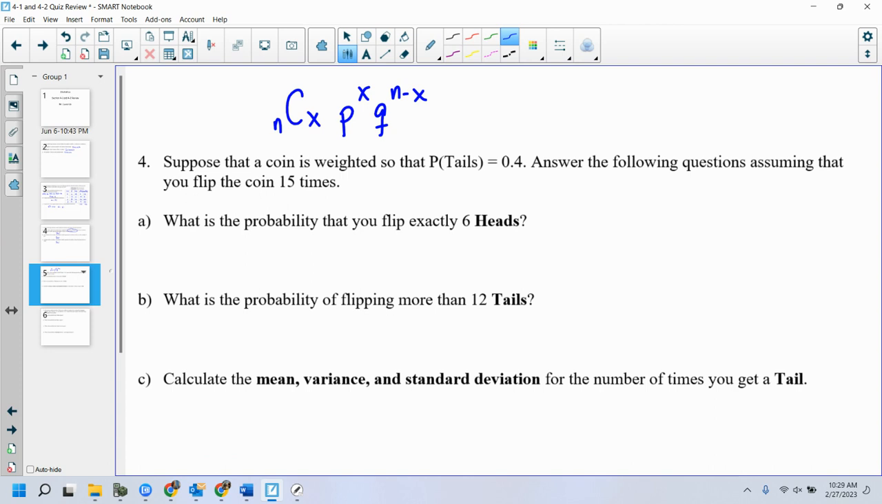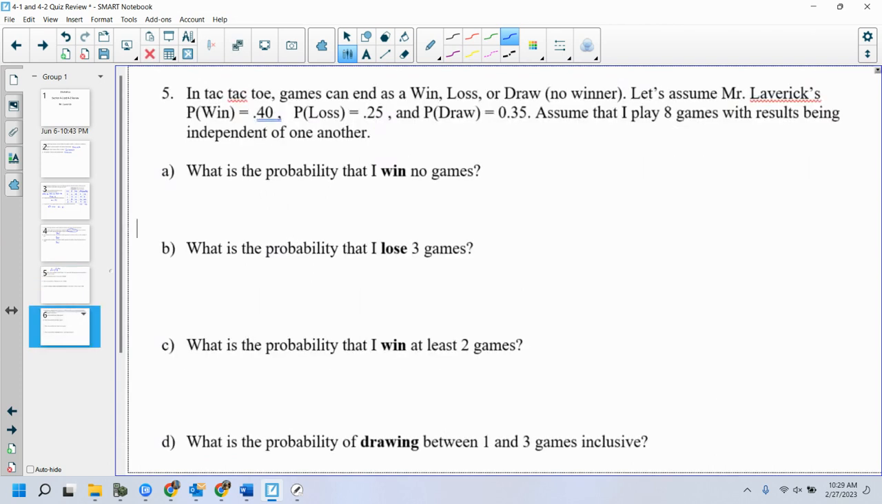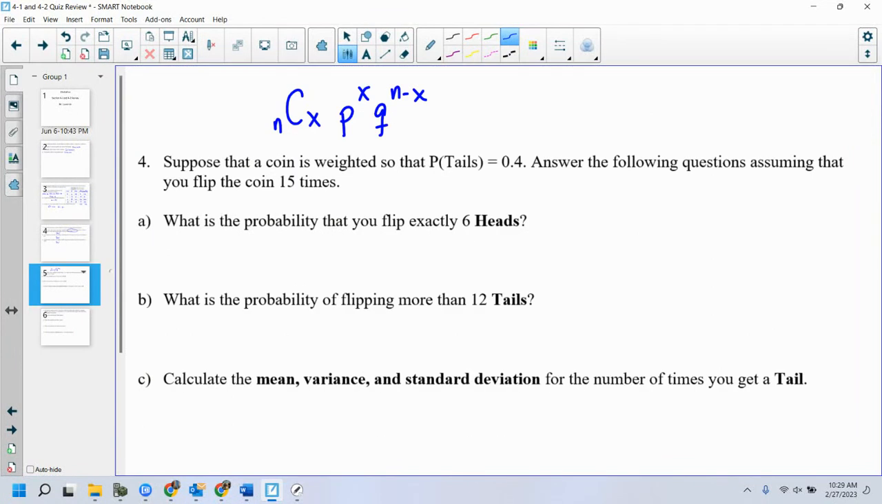Suppose that a coin is weighted so that the probability of tails is 0.4. Answer the following questions, assuming that you flip the coin 15 times. Okay, what is n? 15, right? So in this case, I know that n is 15.